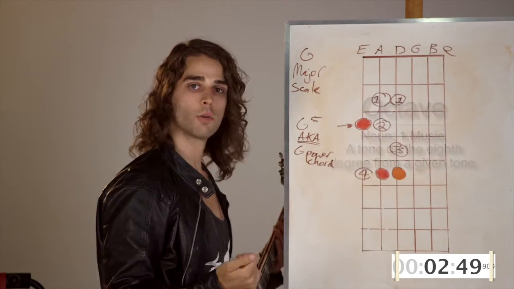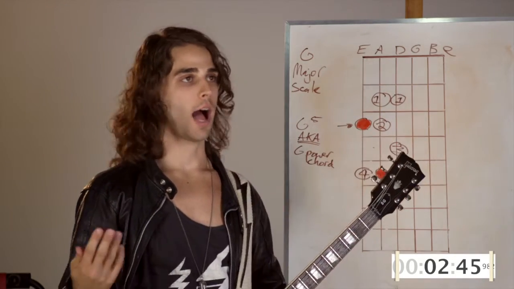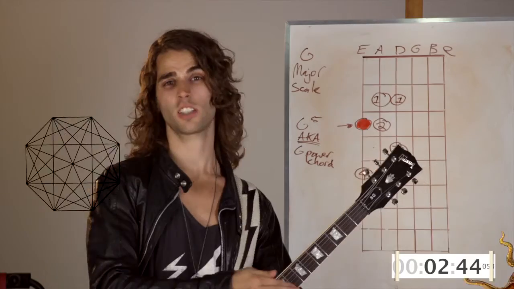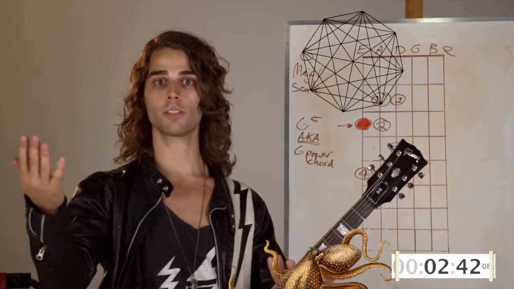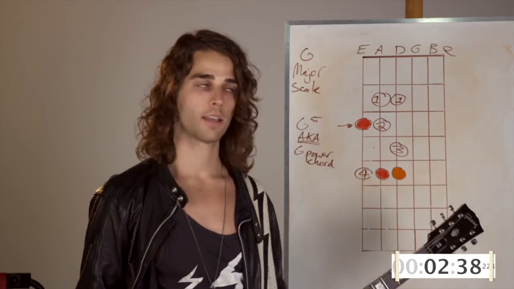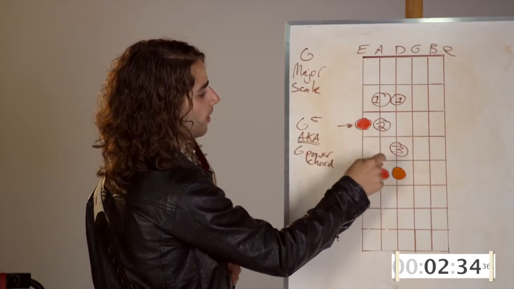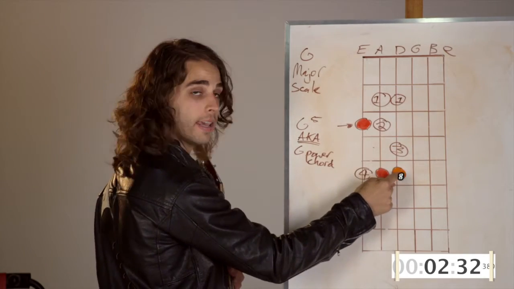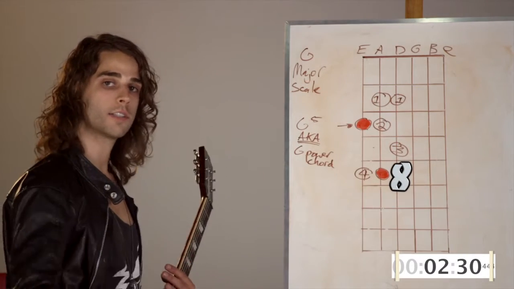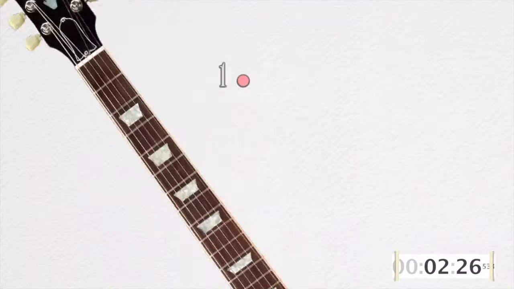It's the 8th note. Think about the word octave. I think about an octagon, an octopus. What do those things have in common? They have 8 limbs, 8 sides, right? Check this out. 1, 2, 3, 4, 5, 6, 7, 8. Octave. The 8th note gets repeated.